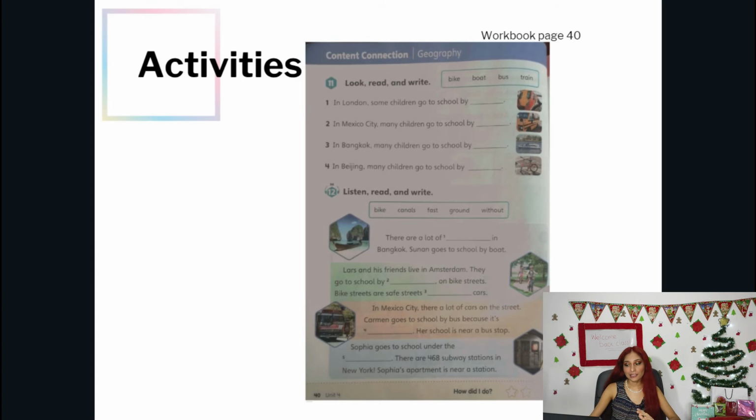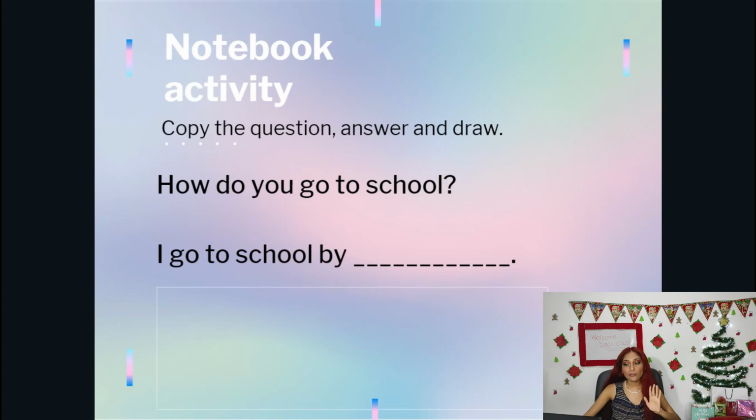Okay, and that was it. It was really short. Now we're going to check the activity for the notebook, and the instruction says it's quite easy. It says copy the question, answer, and draw. So the question says, how do you go to school?